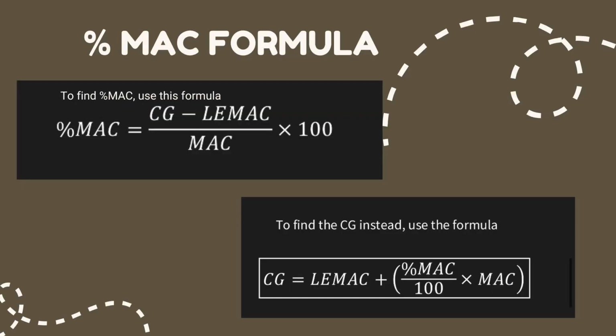After computing the loaded CG, we will now compute the percent Mach only if it is applicable to the aircraft, because some aircraft do not have this in their TCDS. This is our formula in calculating the percent Mach. The second formula is a derived version of the first formula. It is used when we are computing for the CG.